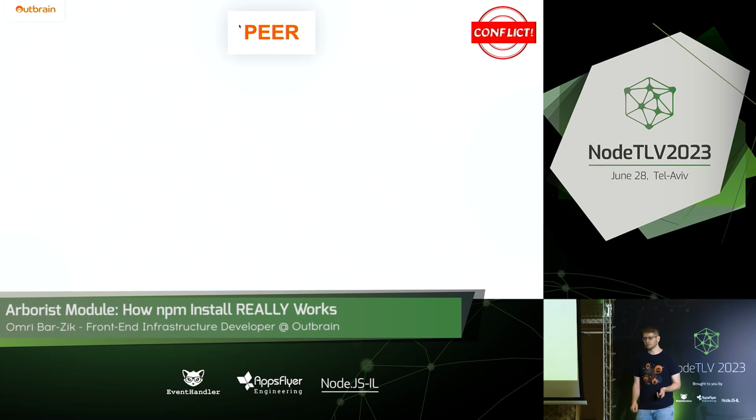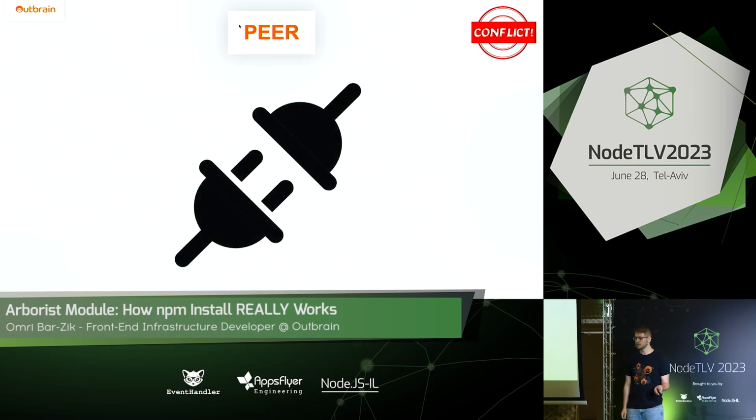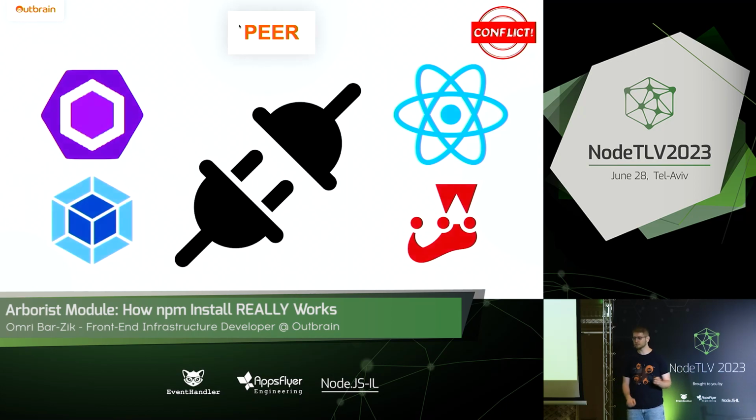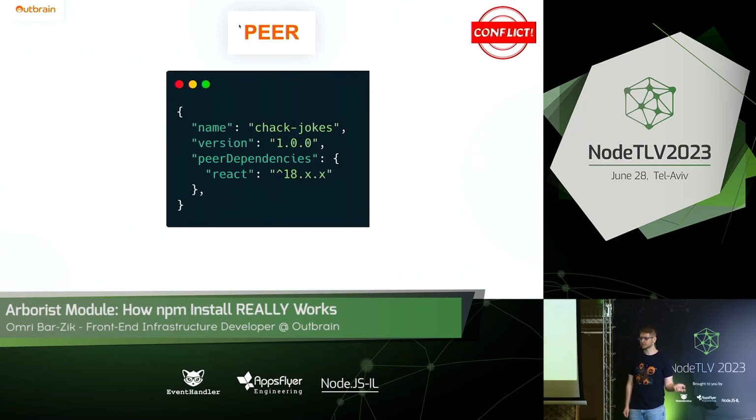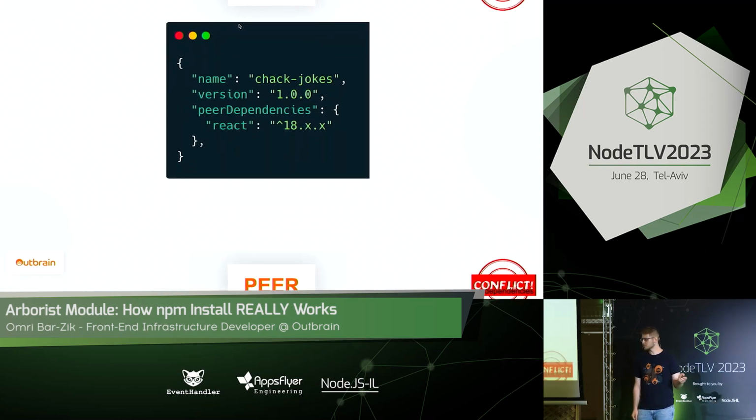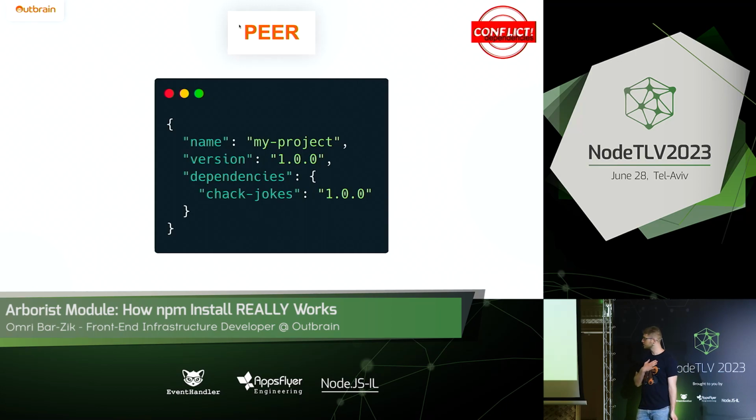We usually need this kind of behavior when we are building plugins. Let's say you want to create an ESLint plugin, or maybe a Webpack loader, or even a React component library. Let's say I have this package called ChuckJokes. ChuckJokes is a React library that renders random Chuck Norris jokes, but with typos. A must for every application. And ChuckJokes has a React peer dependency. When I'm installing ChuckJokes into my project, it will look like this at the start.